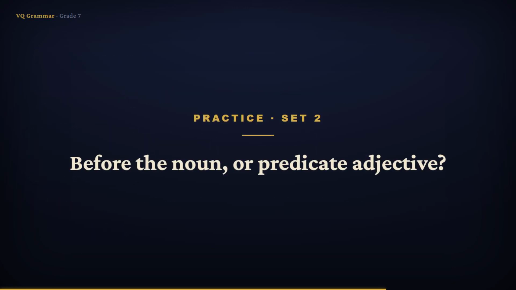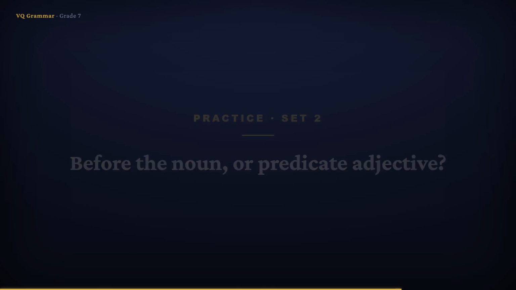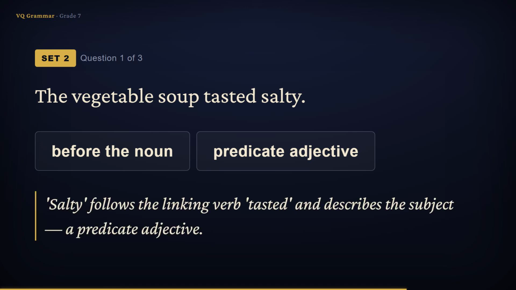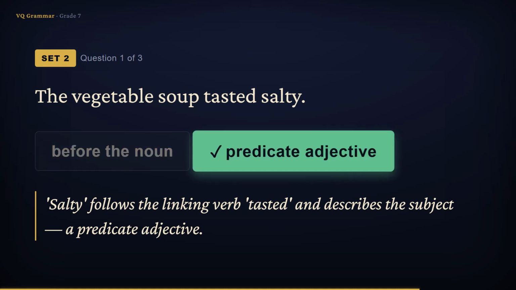In this second set, each sentence has an adjective, but I want you to decide where it sits. Is it right before the noun, or is it a predicate adjective that comes after a linking verb? Pause and decide before I answer. The vegetable soup tasted salty. Where does salty sit? It comes after the linking verb tasted, and it reaches back to describe the subject, the soup. That makes salty a predicate adjective, so the answer is predicate adjective.